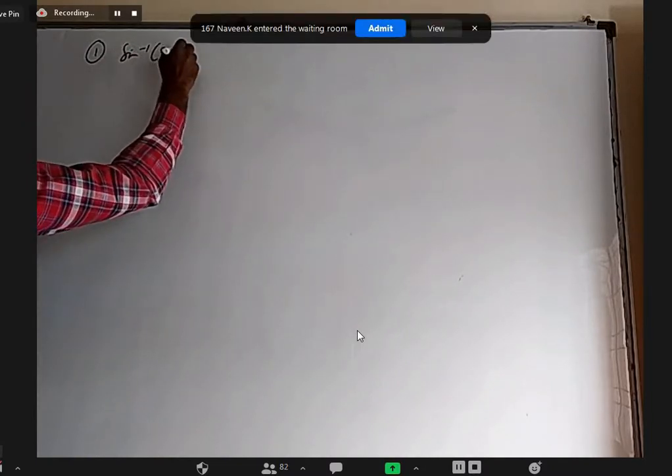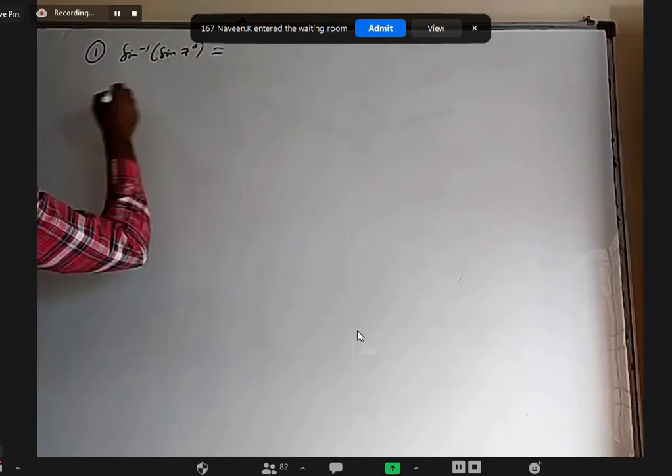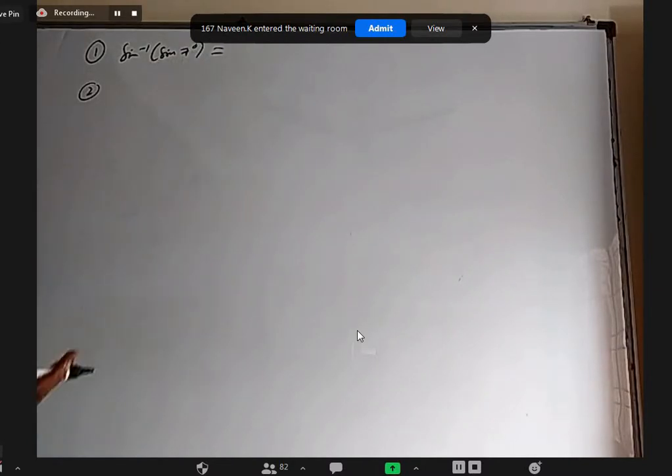Sine inverse sine of some angle in degrees. Okay. Some of them you can directly write the answer. There is no need of any explanation.